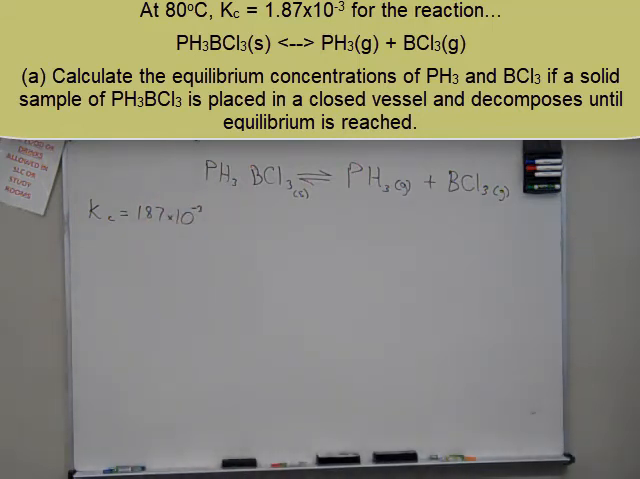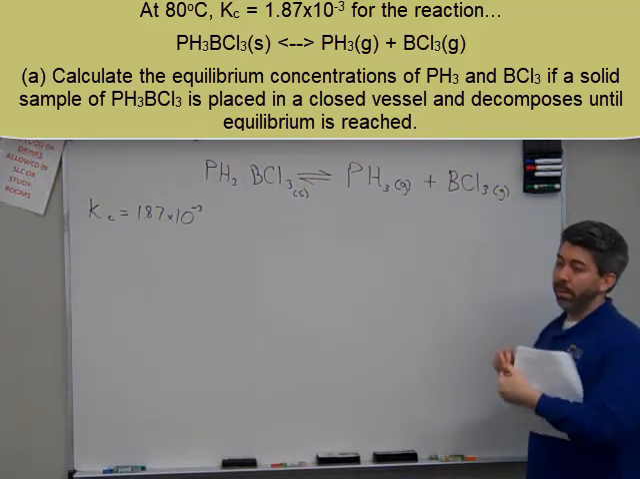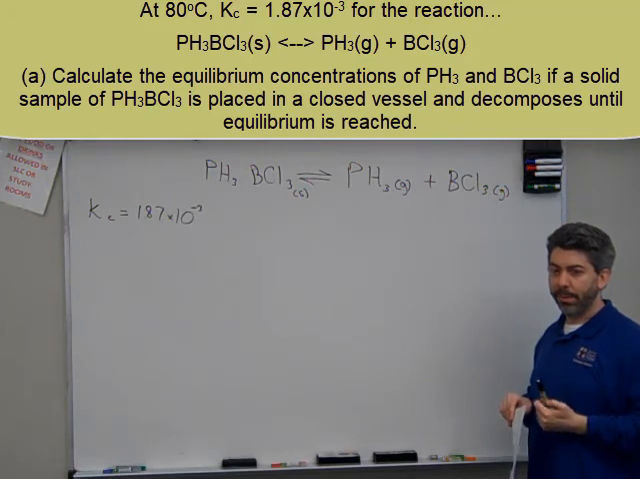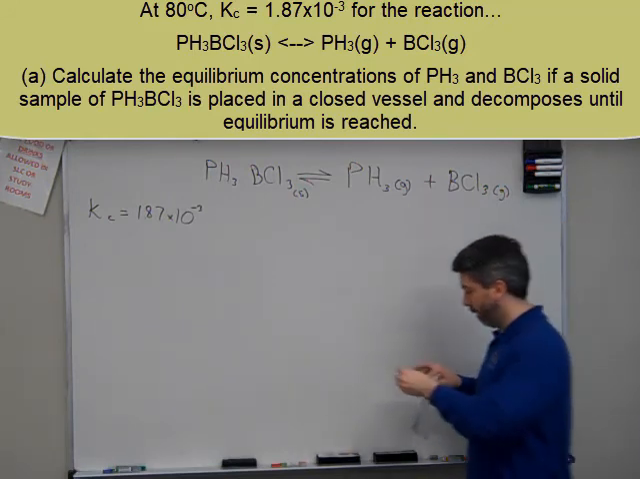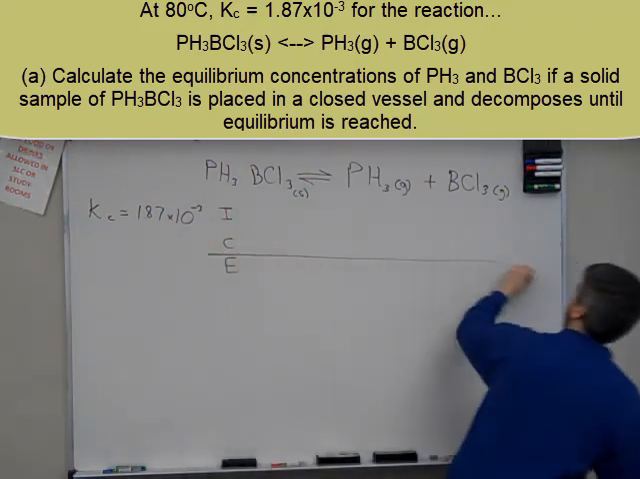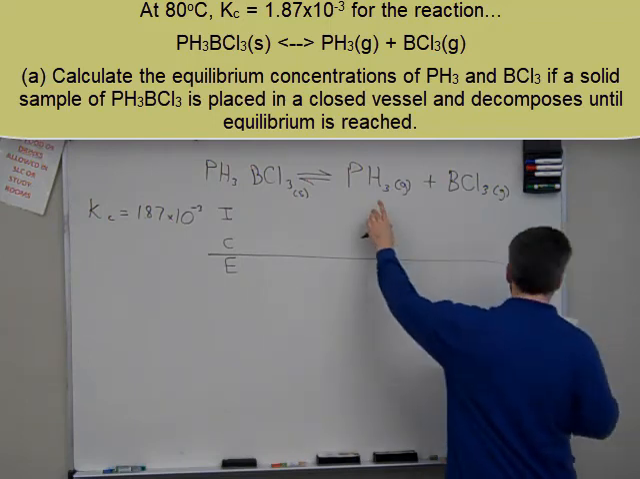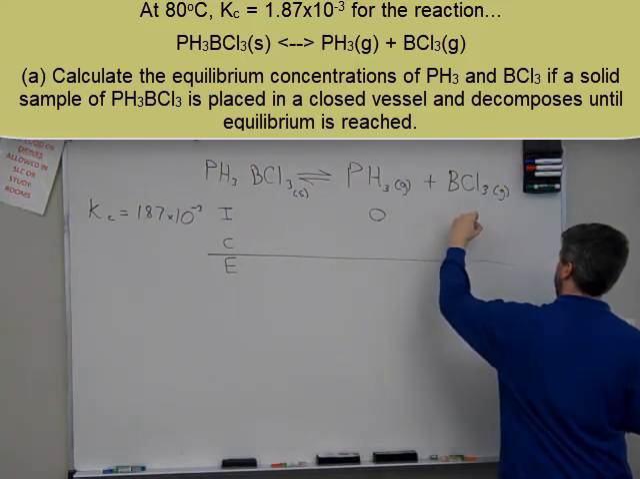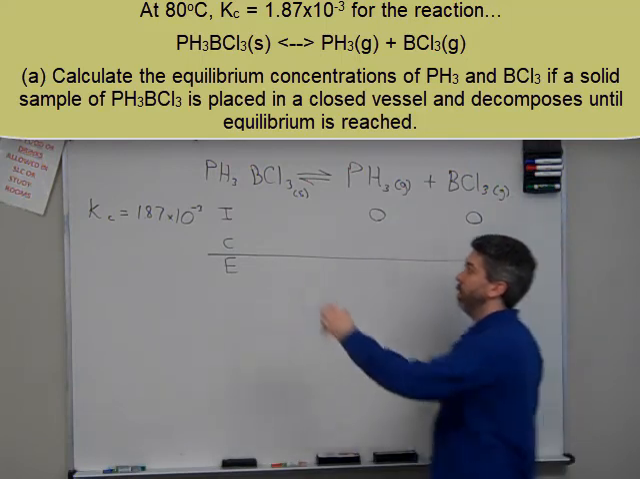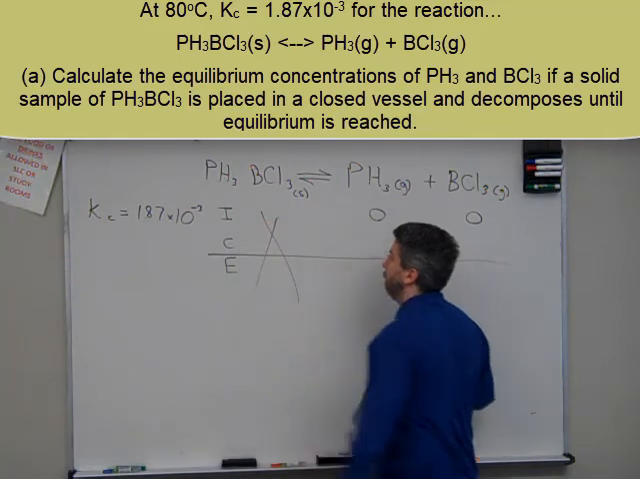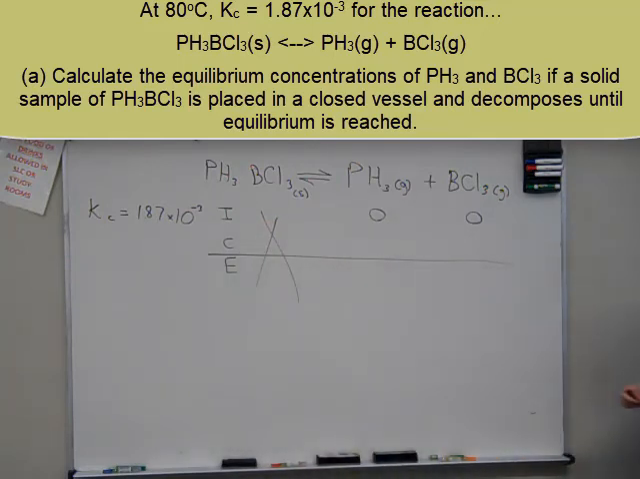So how would I begin to solve this? It wants to know what is the concentration of these guys. So we do need an ICE table. What's the initial concentration of this? 0. What's the initial concentration of this? 0. And what's the initial concentration of this, or do we not care? No, we don't care. It's a solid. Nobody cares.